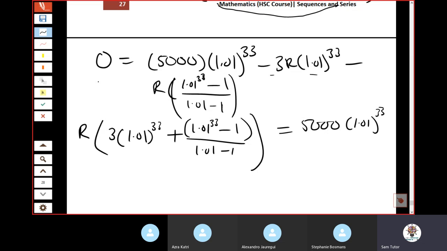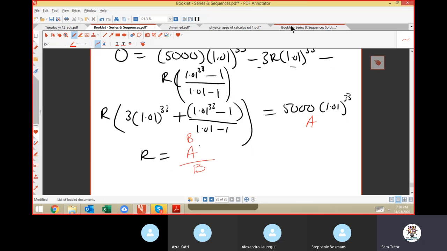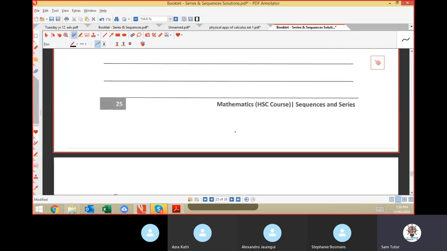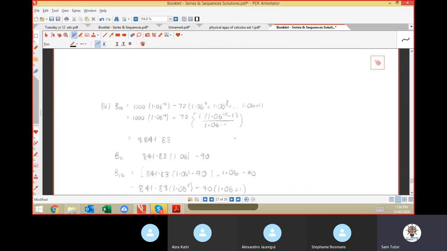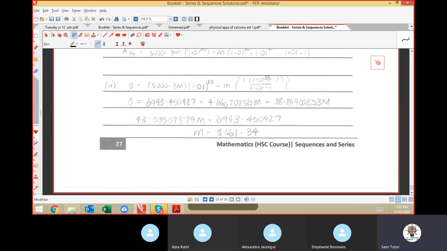So I plus that over, and then I just factorize R. And I think you know what I'm about to do. I'm not going to rewrite it. It's a bit silly. That's A. That's B. You're literally just going to do A divided by B. And then the answer you should get, we can cheat a little bit. The answer you're going to get is $161.34. So you can see here, I did do it that way.